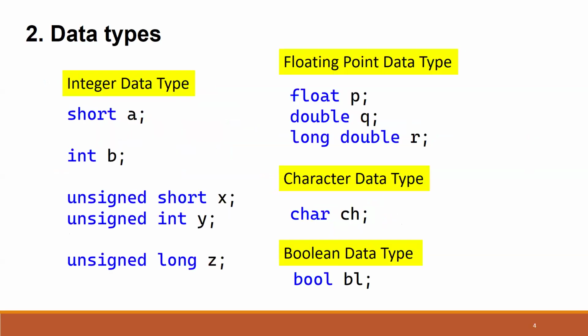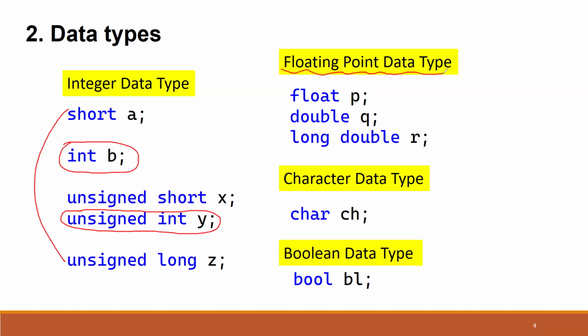And then there are 4 kinds of data type: integer, floating point, character data type, and Boolean data type. Here there are many different data types. Short data type is very small data, small integer data. We usually use int. And if you don't need negative numbers, use unsigned int. Floating point number means decimal point numbers. We usually use double, 2.5, something like that.